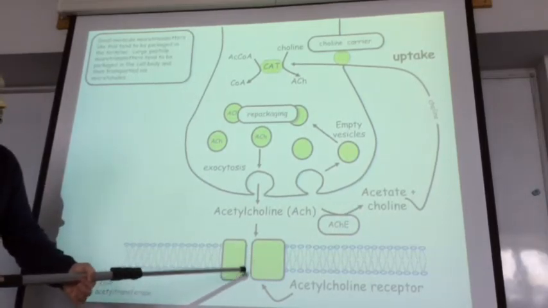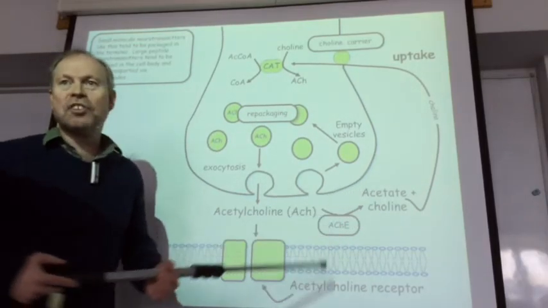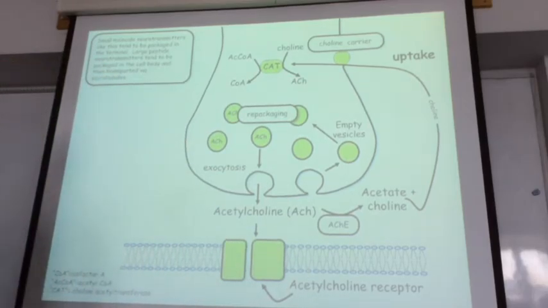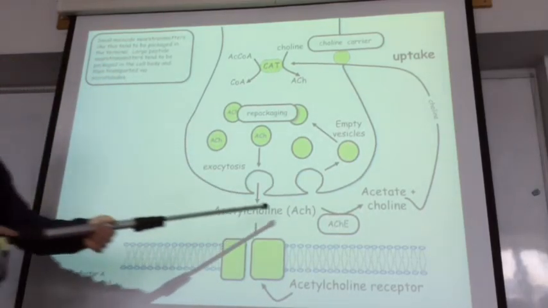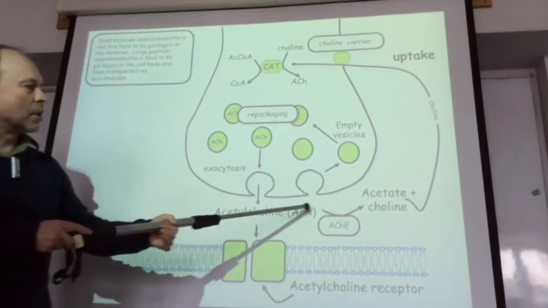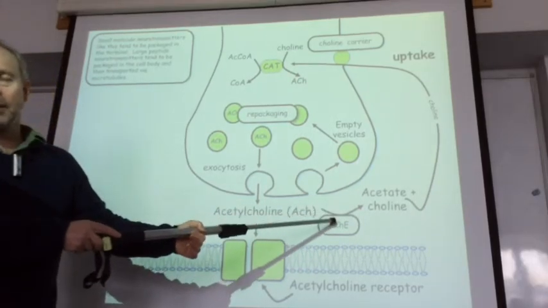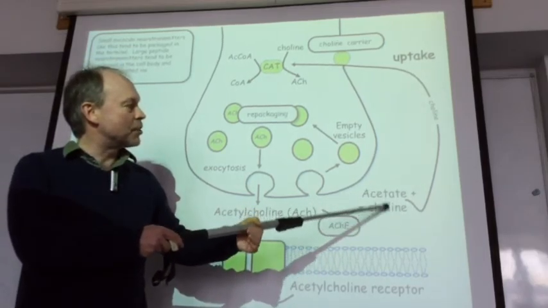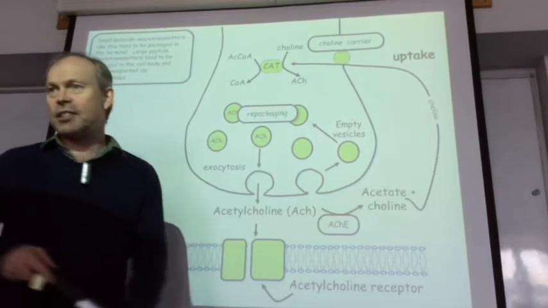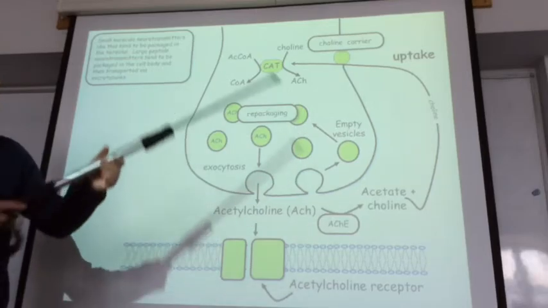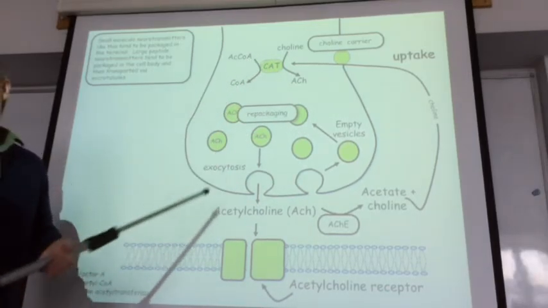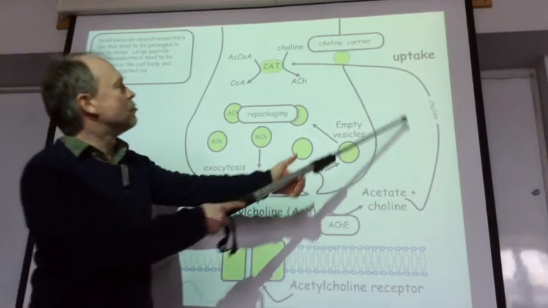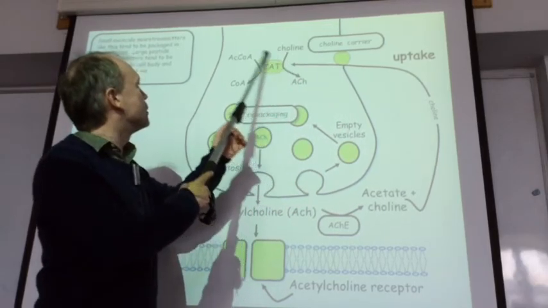There always needs to be some mechanism for picking up and dealing with that excess neurotransmitter. In this particular case, it's acetylcholinesterase, which breaks down the neurotransmitter into the two components. The acetate washes away and is just an amino acid and will be recycled at some point. The choline is directly taken back up and combined with more CoA to make more acetylcholine.